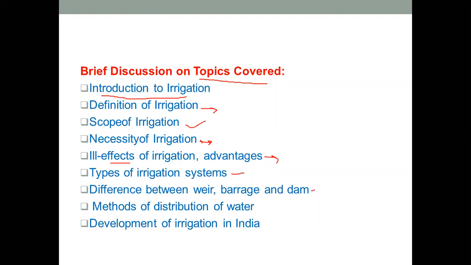Next, we saw the difference between weir, barrage, and dam. Now, if you remember, weir and barrage are just used to divert water. They are not used to store water. But a dam is a structure which is used to store water.